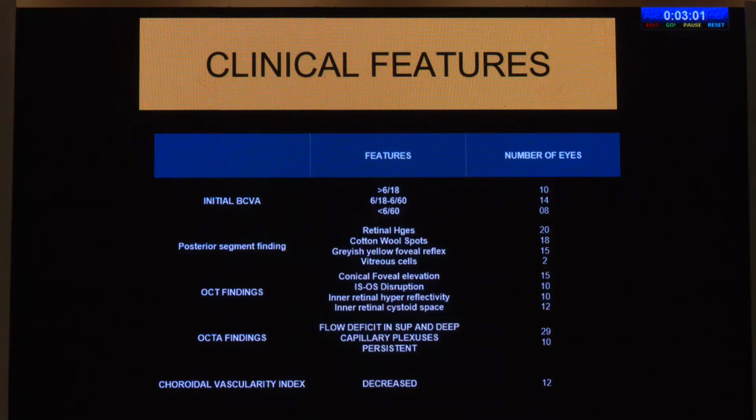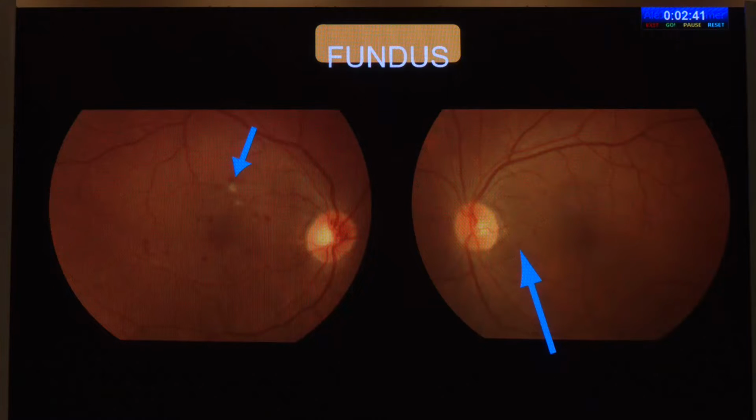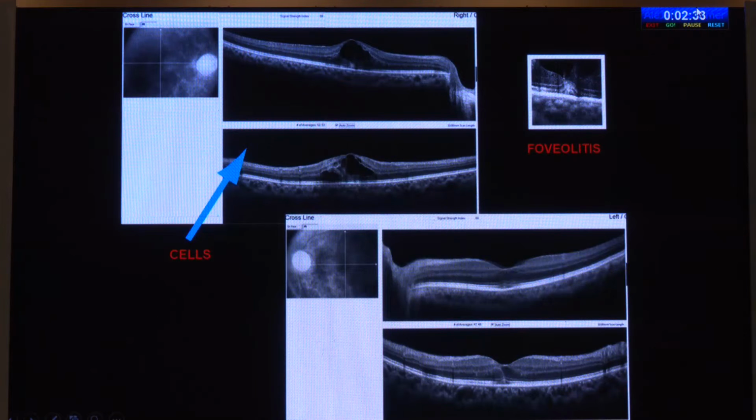On OCT angiography, we found flow deficit areas in the superficial and deep capillary plexus. And in choroidal vascularity index, we found that it was decreased at presentation in all the patients when we compared it to the normative data of 50 patients that we had. It persisted in a few cases even after recovery. Here is the fundus which shows cotton wool spots along with retinal hemorrhages. The right eye was affected more. In the similar OCT picture, you can see a few cells also in the CME, and as you can see in the inset, there is a foveolitis on the side.